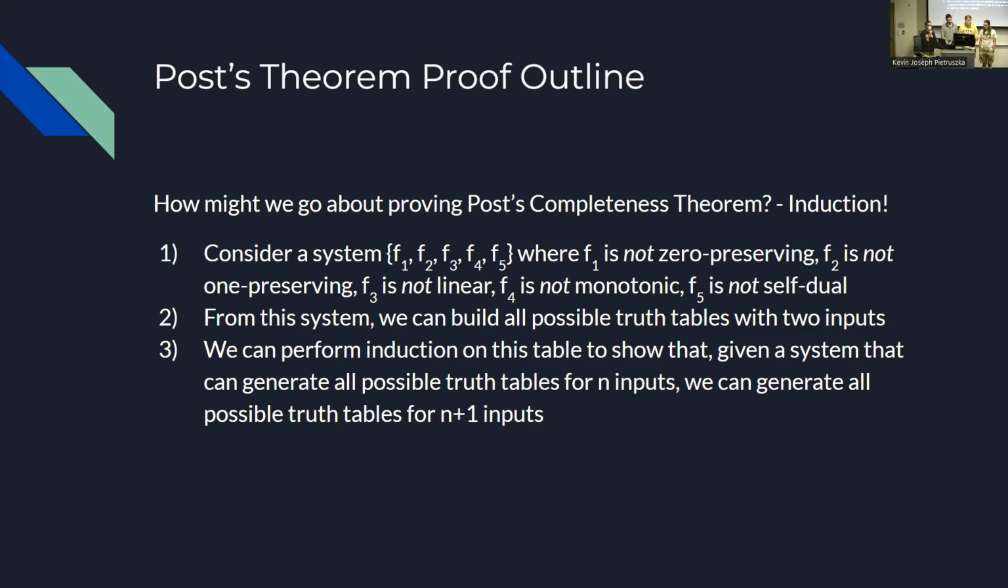And from this system, we can build all possible truth tables on 2 inputs. That's our base case. Then we can perform induction on this and show that given a system that can generate all possible truth tables for n inputs, we can generate all possible truth tables for n plus 1 inputs.